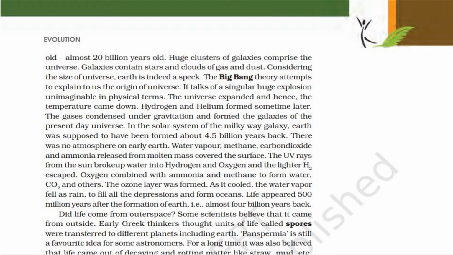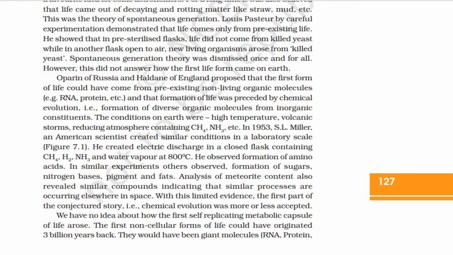For a long time it was also believed that life came out of decaying and rotting matter like straw, mud, etc. This was the theory of spontaneous generation. Louis Pasteur by careful experimentation demonstrated that life comes only from pre-existing life. He showed that in pre-sterilized flasks, life did not come from killed yeast while in another flask open to air, new living organisms arose from killed yeast. Spontaneous generation theory was dismissed once and for all. However, this did not answer how the first life form came on Earth.